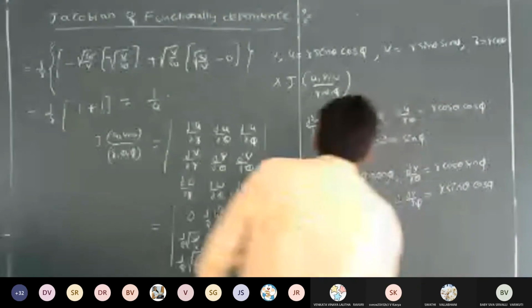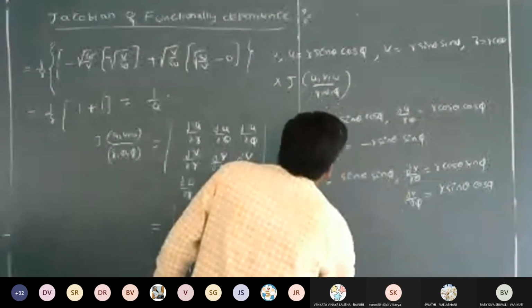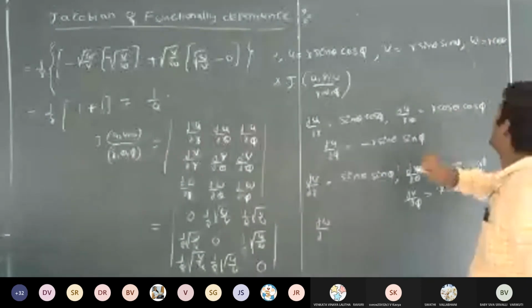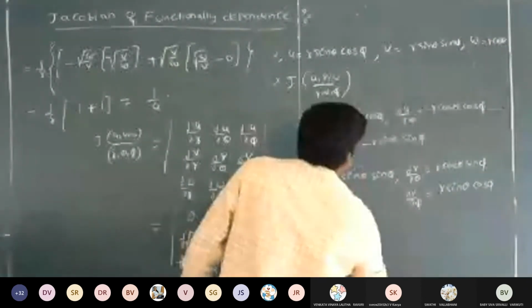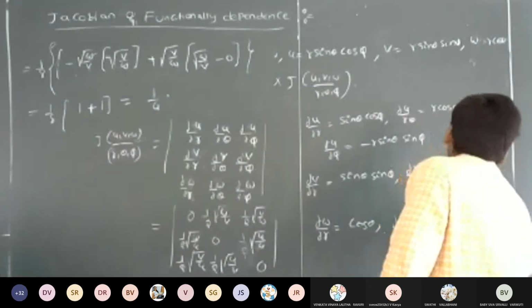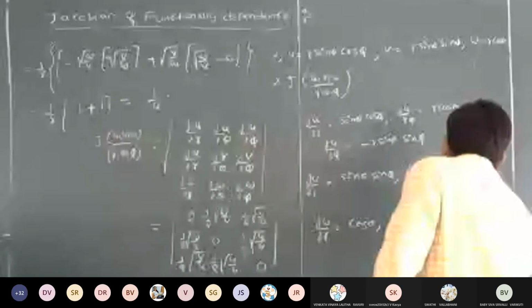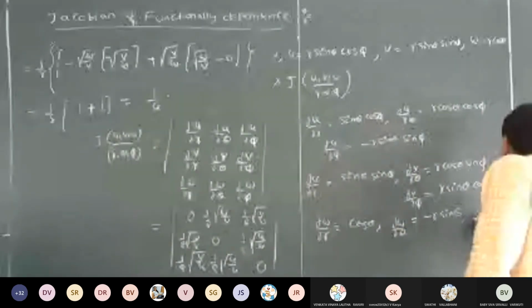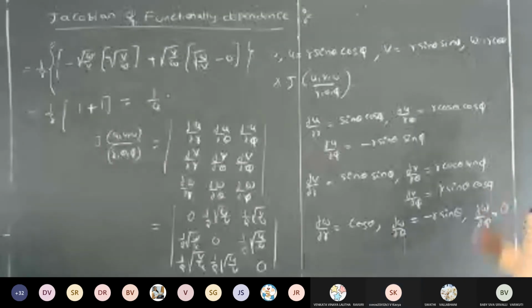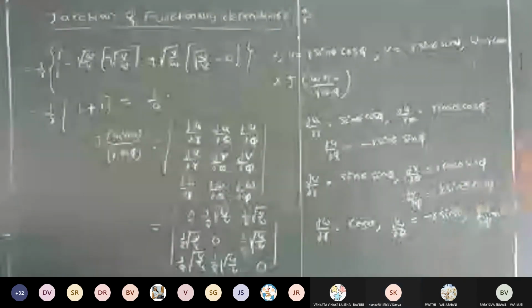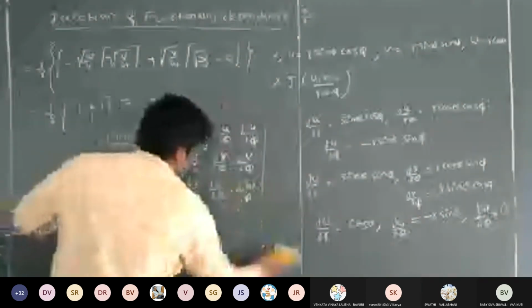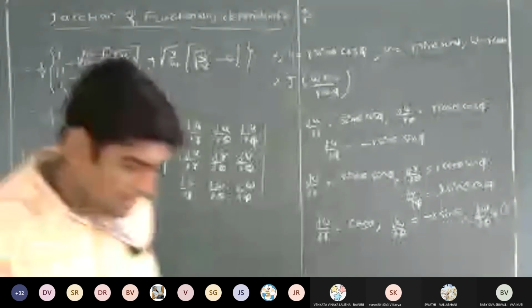The last one, what is ∂w? Sorry, it is w. What is ∂w/∂r? This is cos theta. Next, what is ∂w/∂theta? It is minus r sin theta. What is ∂w/∂phi? 0, very good, because w is independent of phi. You just substitute the values here, then you will get the required result. So that is the second Jacobian. Any problem?